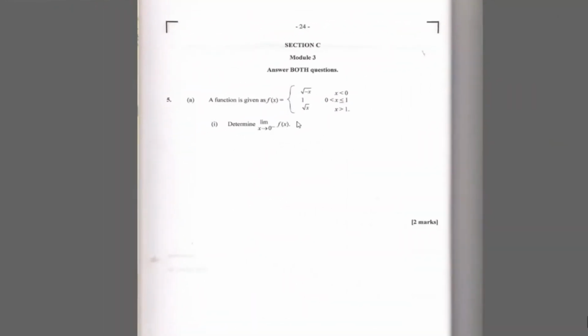Determine the limit as x approaches 0 of f of x. So the limit as x approaches 0 from the negative side is going to be the limit as x approaches 0 of, look, that's the first one. So it's going to be the square root of minus x. You plug in 0 and you get 0. Nice. See what else they say now?